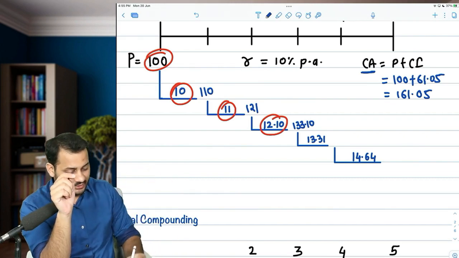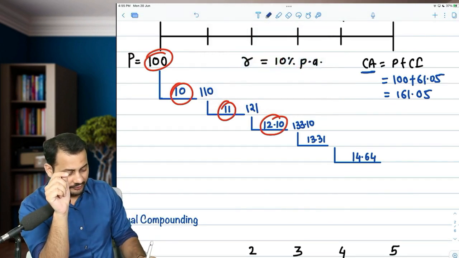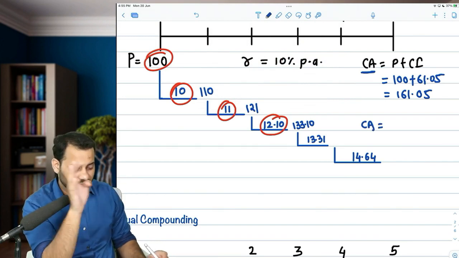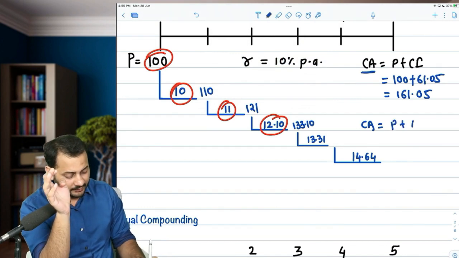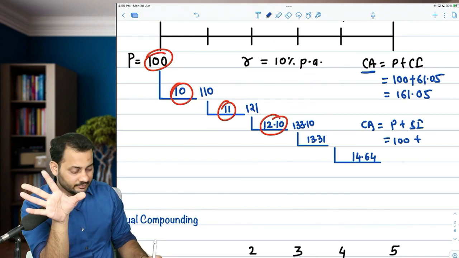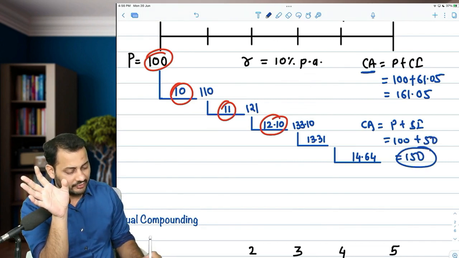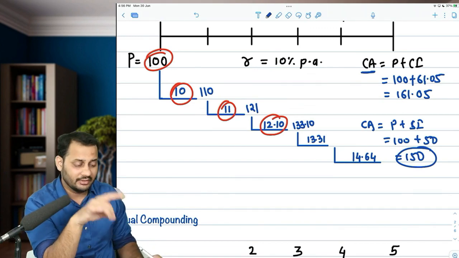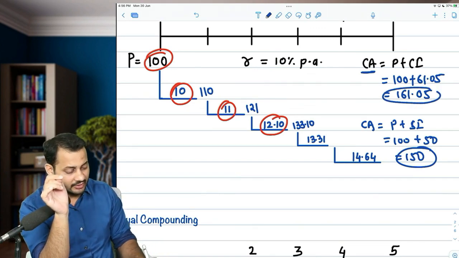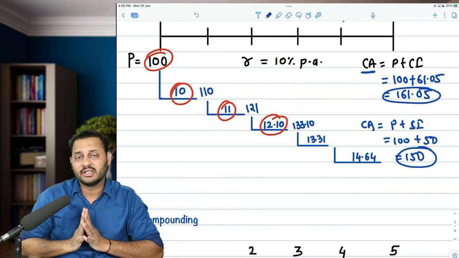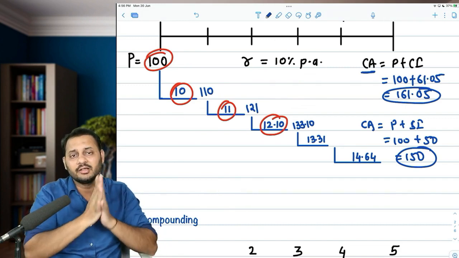See, let's take an example of simple interest. If you go with simple interest, the amount that you will have at the end of the 5th year is simple: principal plus simple interest. So principal was 100 rupees and the 5-year simple interest was 50 rupees. It was only 150 rupees. So as compared to 150 rupees in the simple interest concept, you are earning 161.05. You are having 161.05 at the end of the same period in the compound interest concept.